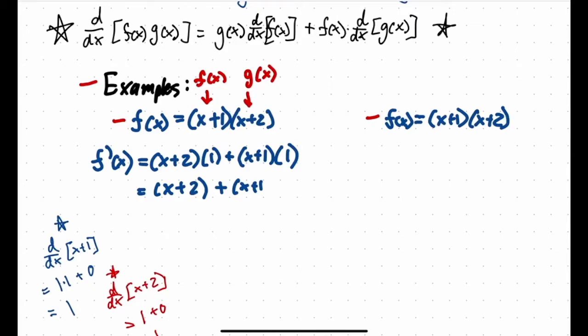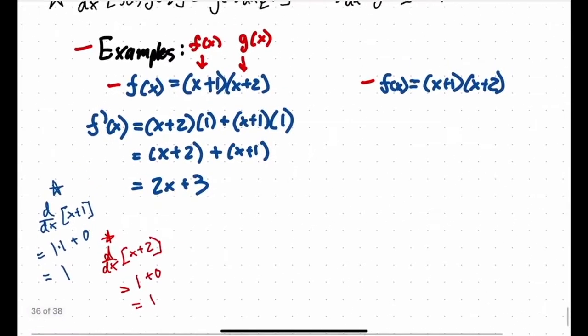And we can add these together. x plus x is just 2x. 2 plus 1 is 3. So then the derivative that we have of x plus 1 times x plus 2 is 2x plus 3. And there you go. So that is one way to solve it.